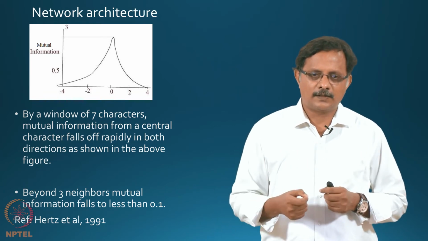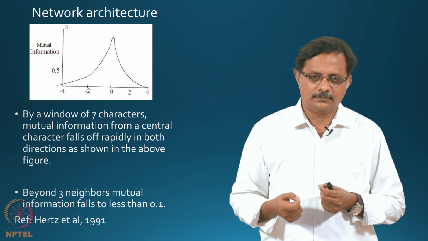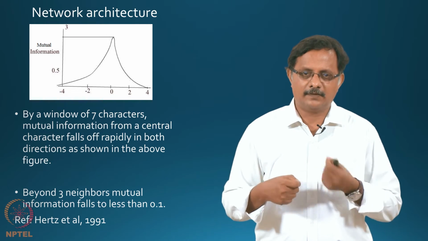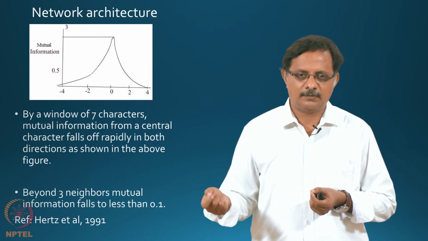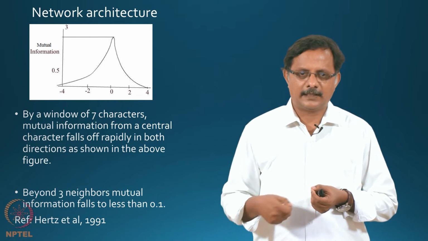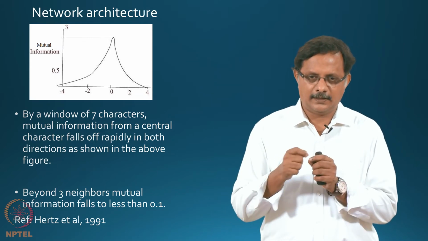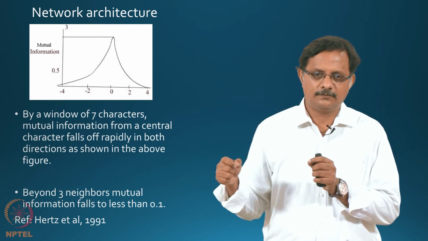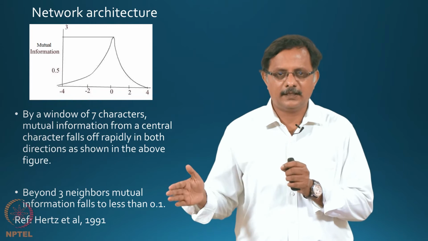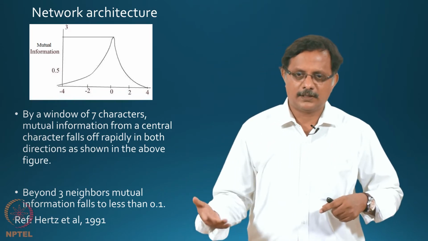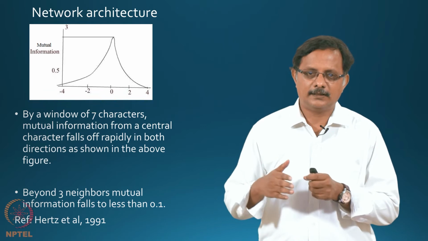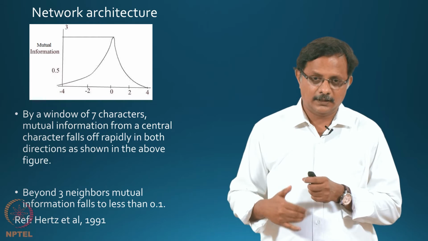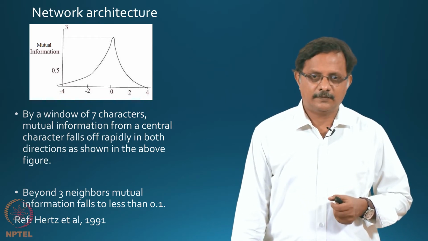Here the authors of this study used a concept called mutual information. Mutual information tells you with what probability you can predict a certain variable x if you had knowledge of another variable y. When they calculated the mutual information between the central character and any other character in the window, they found that when you go to a window size of more than 3 on one side, the mutual information falls to very low values, about 0.1. So, beyond that the characters do not convey any information about the pronunciation of the central character. Therefore, they have taken a window size of 7.